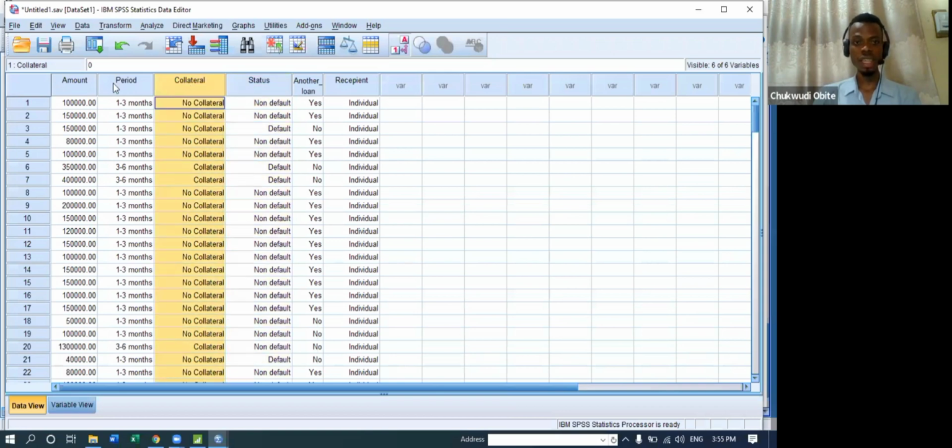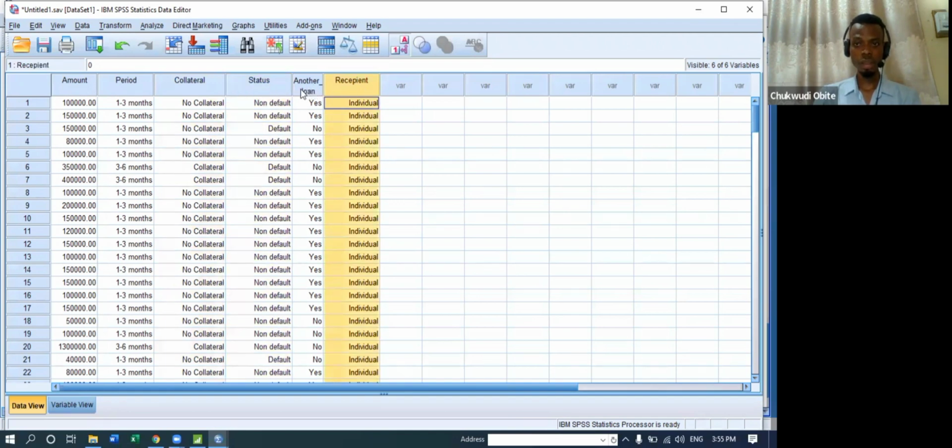So if they discover that the likelihood of you defaulting is very high, they can decide not to give you the loan. But if they discover that you are more likely to repay the loan, they will give you the loan. So you see how important this model is. You won't even know when they are applying it. They will just apply it and use it.